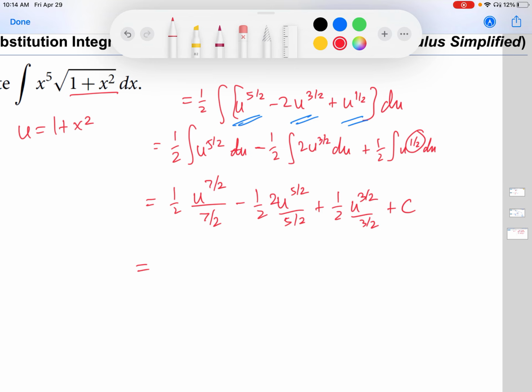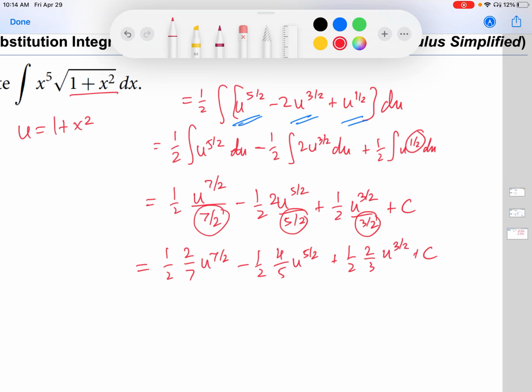All right, so this is not the nicest looking version of all of this. So let me just make it look a little nicer. Dividing by 7/2 is the same as multiplying by 2/7. Divided by 5/2 is the same as multiplying by 2/5. So I get a 4/5 here. And then divided by 3/2 is the same as multiplying by 2/3, u to the 3/2 plus c. And then we have a bunch of 2's everywhere, right? So these 2's go away, those 2's go away, and then this 2 leaves you with the 2 up there. So I get u to the 7/2 over 7 minus 2u to the 5/2 over 5. Great. Plus u to the 3/2 over 3 plus c.